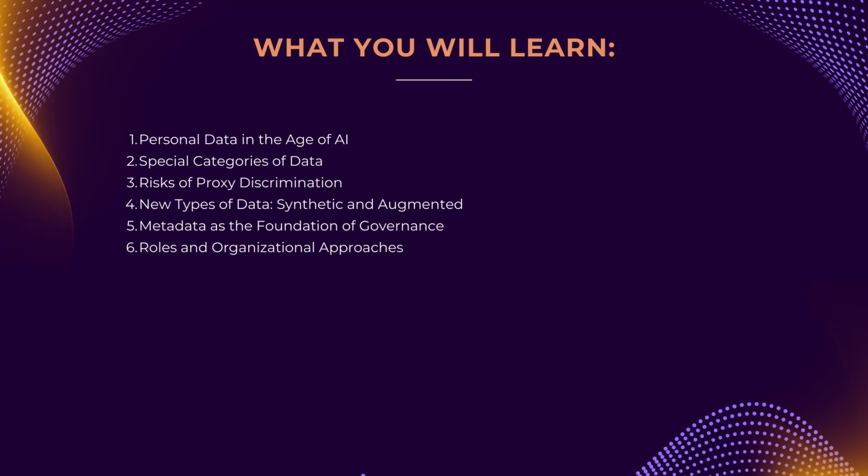We will begin with the most sensitive topic, personal data and their special categories which require special control. Then we will examine how artificial intelligence creates new, non-obvious risks, such as hidden discrimination. We will study new types of data, synthetic and augmented. And in conclusion, we will move from the question, what to the questions, who and how, and talk about roles in data governance. And at the end, we will traditionally conduct a small bonus test to check the knowledge from this lesson.